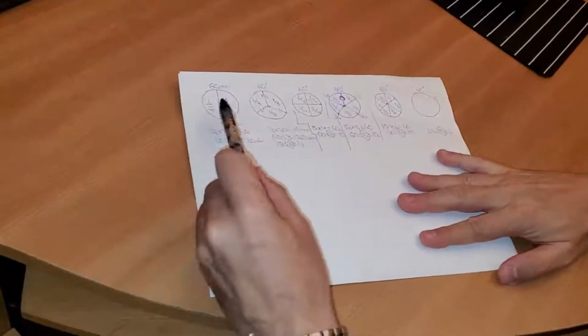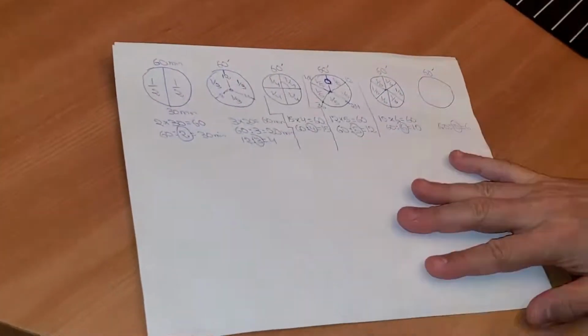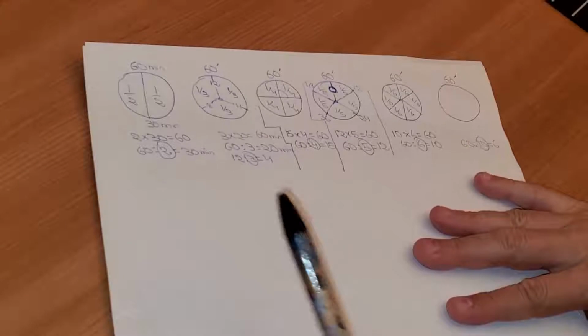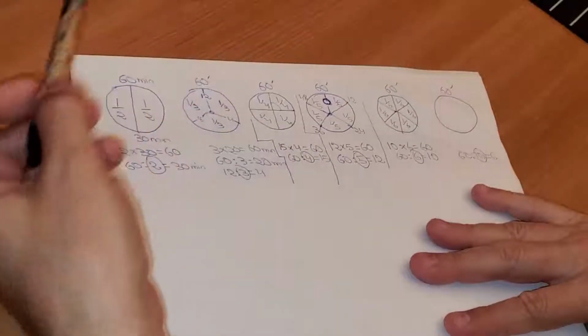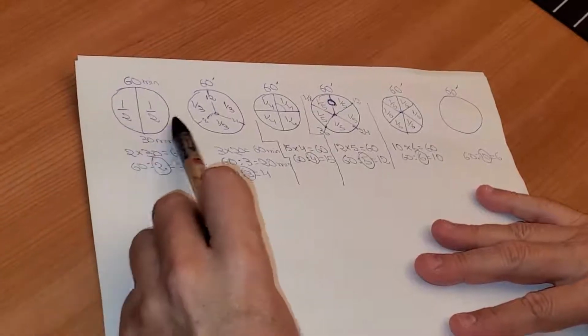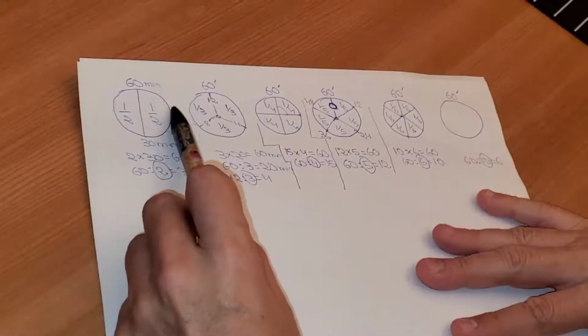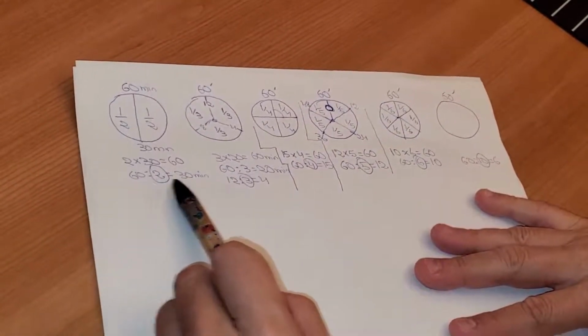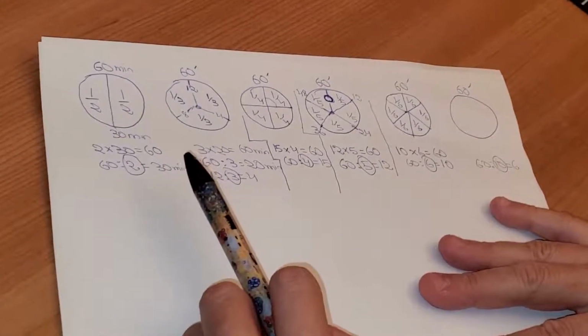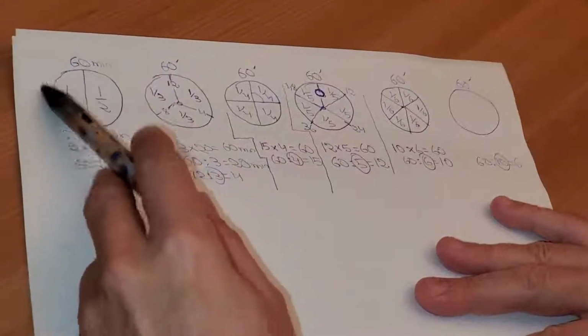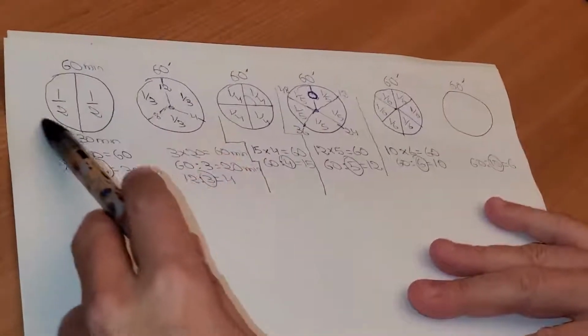I drew 1, 2, 3, 4, 5, 6 different clocks, and I started partitioning them in different equal parts. The first is easy. 60 divided by 2 is 30, because 2 times 30 is 60 minutes. So 1/2 plus 1/2 is the whole, the complete, the total.